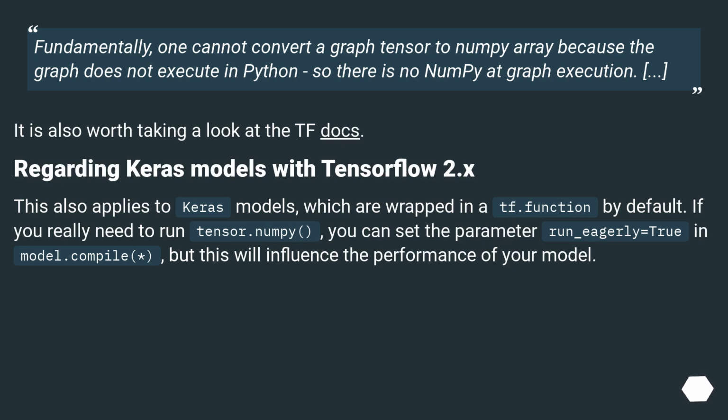Fundamentally, one cannot convert a graph tensor to numpy array because the graph does not execute in Python, so there is no numpy at graph execution. It is also worth taking a look at the TF docs. Regarding Keras models with Tensorflow 2.x, this also applies to Keras models, which are wrapped in a TF function by default. If you really need to run tensor.numpy, you can set the parameter run_eagerly=True in model.compile, but this will influence the performance of your model.